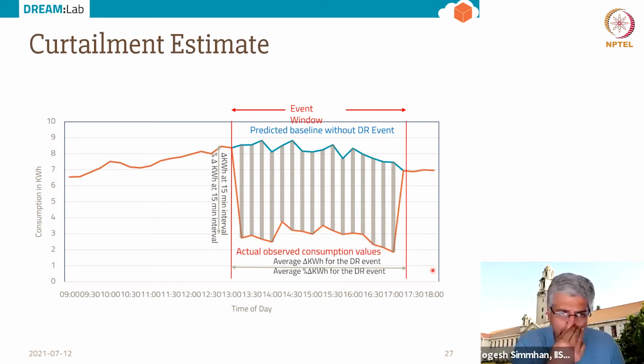In one of the demos, we actually shaved off about 5 megawatts of load from a campus that was consuming 25 megawatts. So we essentially reduced 20% of load on a campus, and 5 megawatts is a lot of energy.